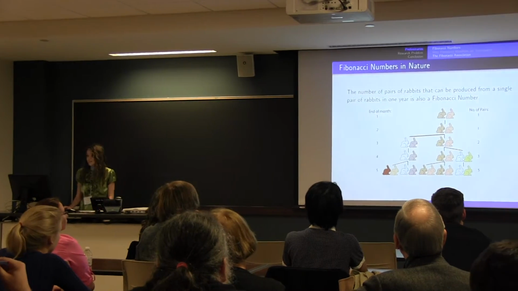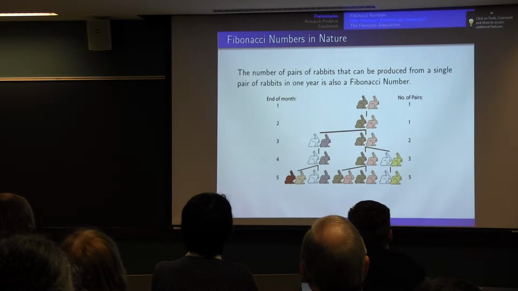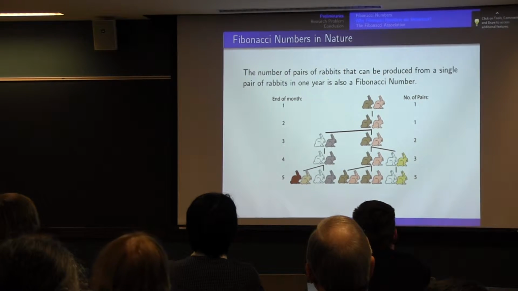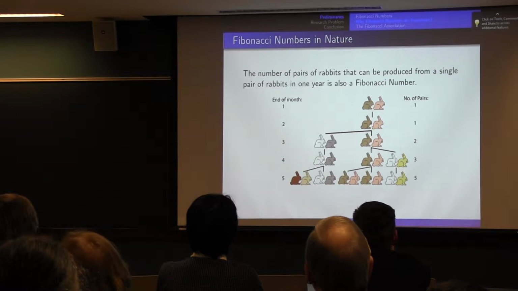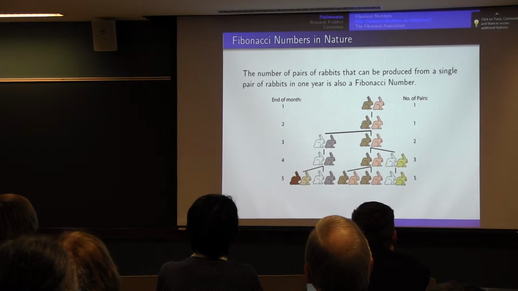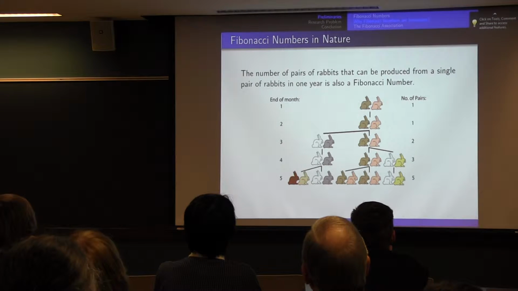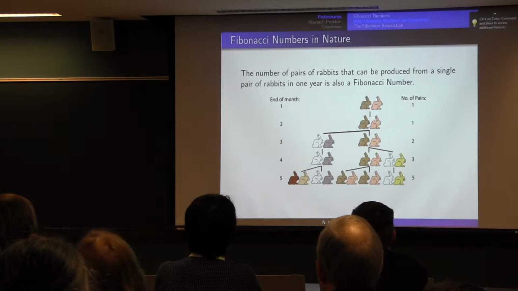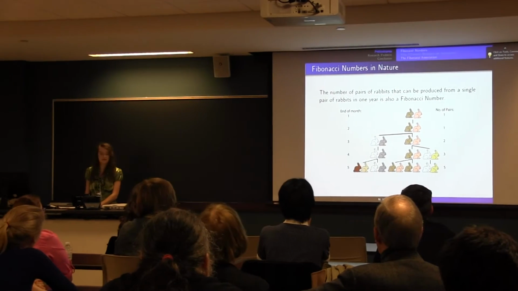Another way they're in nature is in the number of pairs of rabbits. If we start with 1 male and 1 female rabbit, after a year of breeding, the number of pairs of rabbits will be a Fibonacci number. And if we look at the month-to-month count, those pairs are also numbers in the Fibonacci sequence. So at the end of the first month, we have 1 pair. At the end of the second month, we have 1 pair. At the end of 3 months, we have 2 pairs. Then we have 3 pairs and 5 pairs. This is also the original problem that Fibonacci himself explored. In order to develop the sequence, he looked at the number of pairs of rabbits in a year.